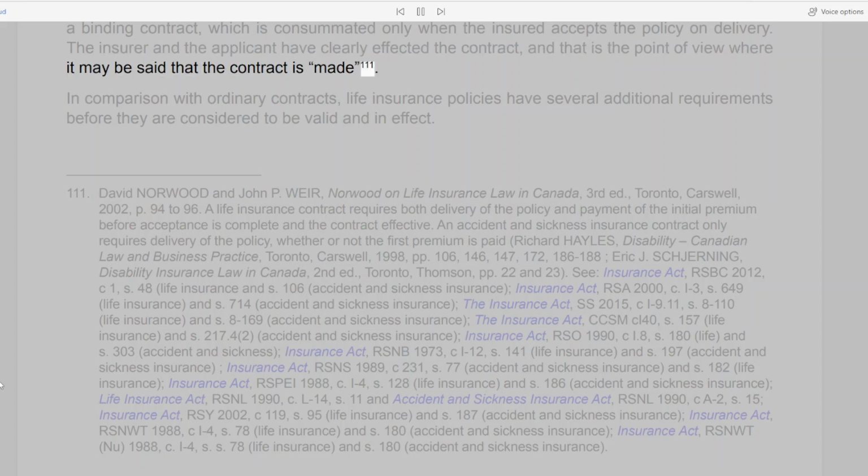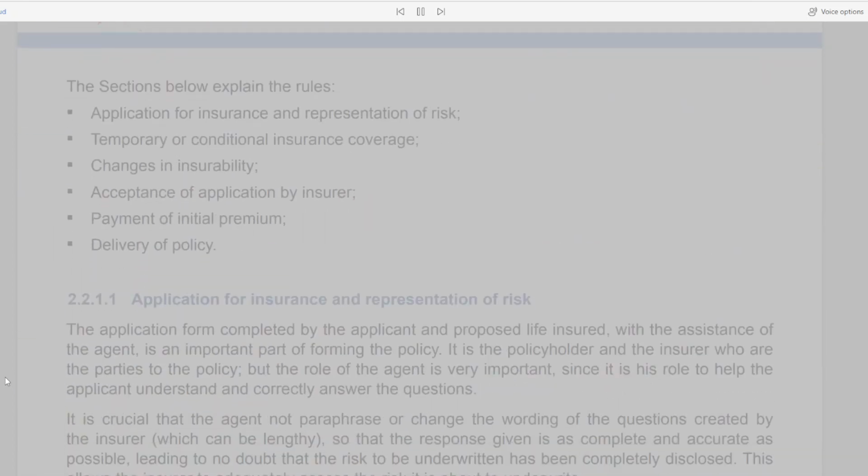In comparison with ordinary contracts, life insurance policies have several additional requirements before they are considered to be valid and in effect. The sections below explain the rules. Application for insurance and representation of risk. Temporary or conditional insurance coverage. Changes in insurability. Acceptance of application by insurer. Payment of initial premium. Delivery of policy.